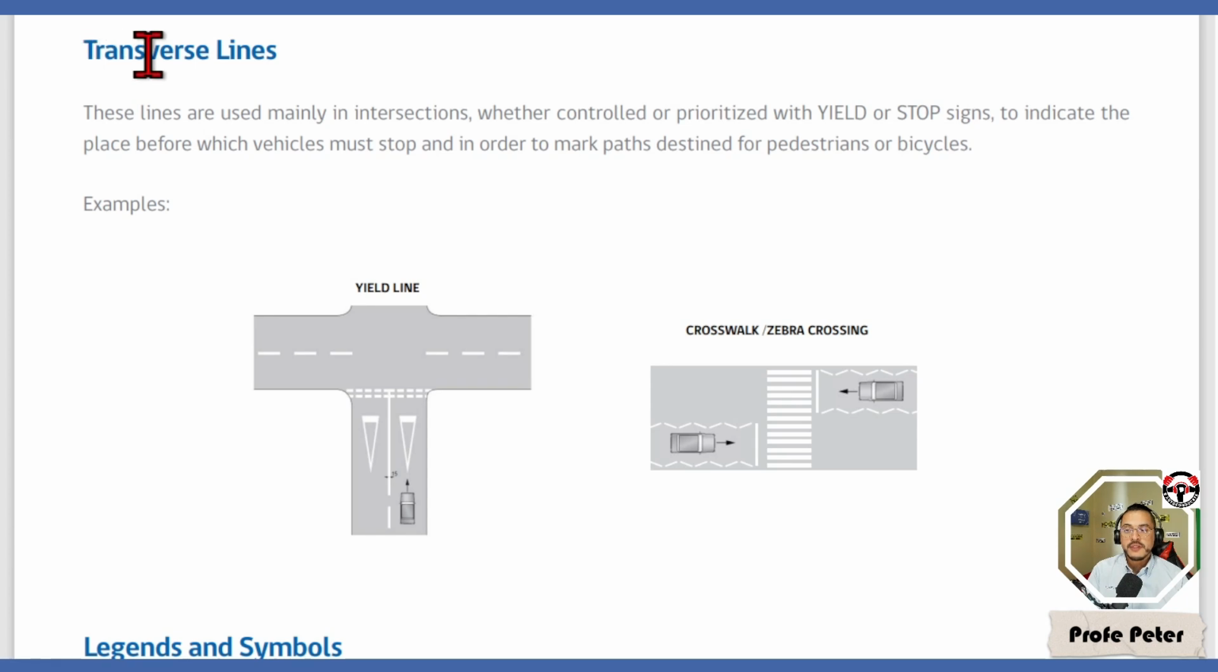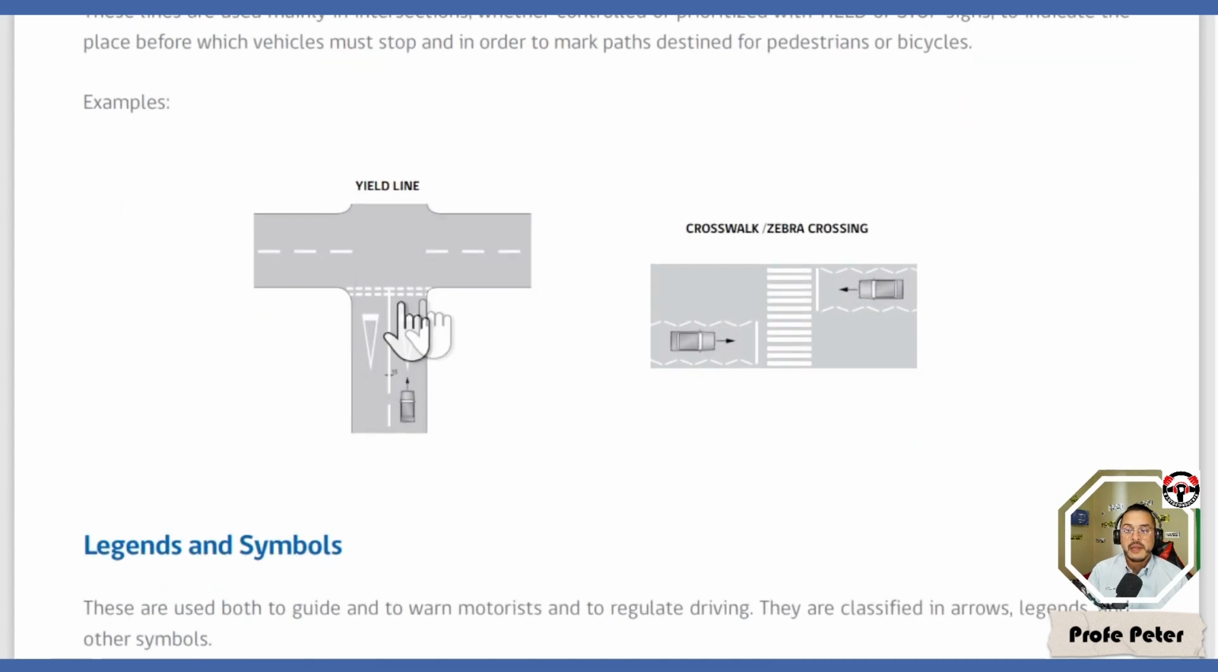You can also find transverse lines. These lines are used mainly in intersections, whether controlled or prioritized with yield or stop signs, to indicate the place before which vehicles must stop in order to mark paths destined for pedestrians or bicycles. For example, the yield line and the crosswalk.